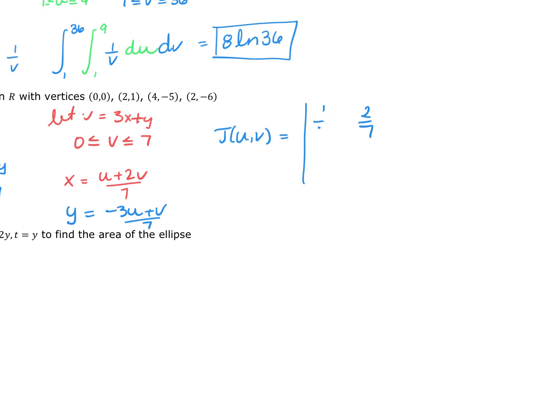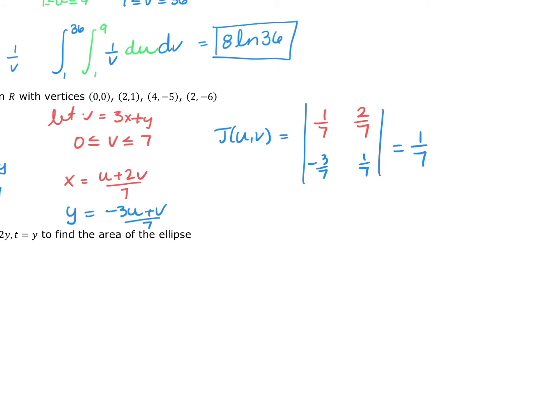I'm going to change colors on you. These should be in red. So 1 over 7 and 2 over 7. And then these would be negative 3 over 7 and 1 over 7, which ends up becoming 1 over 7 when I'm totally done. I skipped some steps. You're just going to have to work those out.